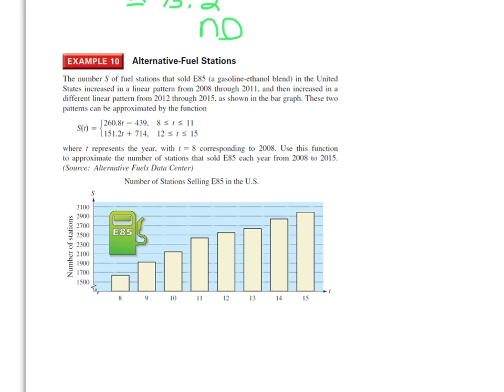So example number 10, we only have 2 more examples to go. The number S of fuel stations that sold E85 gasoline in the United States increased in a linear pattern, shown below, and then increased in a different linear pattern from 2012 to 2015. So what they did is they broke this up in between the 2 years. These 2 patterns can be approximated by the function, where t represents the year with t equals 8 corresponding to 2008. So this is where I said you don't have to use the actual year of 2008. You can use 8. Use this function to approximate the number of stations that sold E85 between 8 and 15.